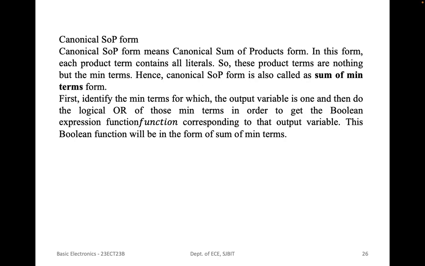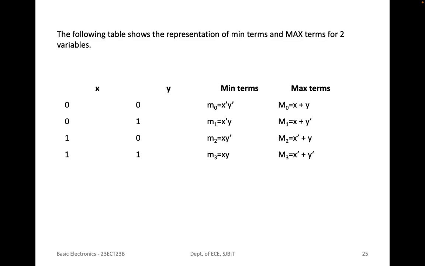So if the binary variable is 0, then it is represented as the complement of the variable in a minterm and as the variable itself in the max term. Similarly, if the binary variable is 1, then it is represented as the complement of the variable in max terms and as the variable itself in the minterm. From the above table, we can easily notice that minterms and max terms are complements of each other. If there are n Boolean variables, then there will be 2 power n minterms and 2 power n max terms.